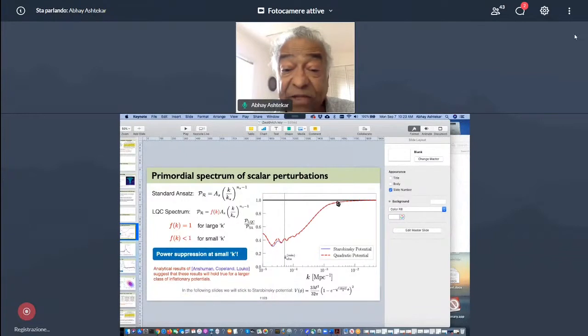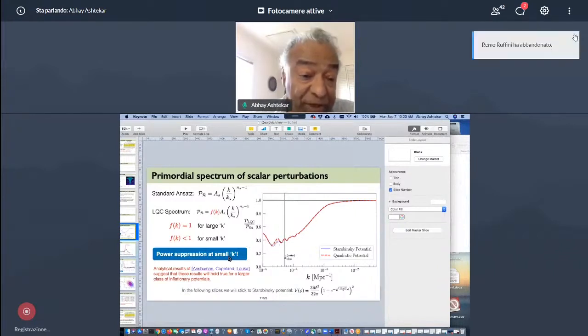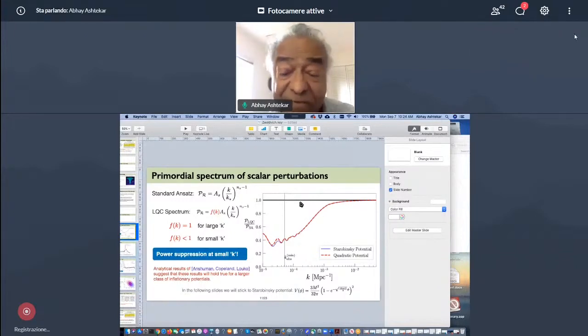This is standard inflation. And then what we obtain here is that the power is suppressed by a specific factor. So f of k is equal to 1 for large k, but for small k, there is a power suppression. This was done specifically for the Starobinsky and the quadratic potentials in great detail, but there are analytical results which suggest that this will hold for a large class of inflationary potentials.